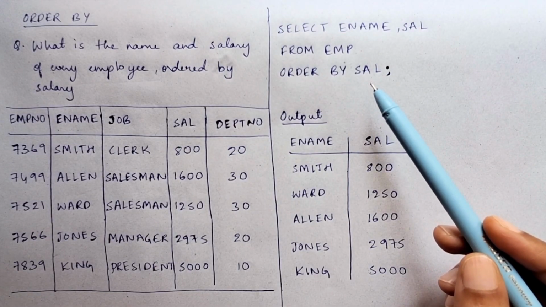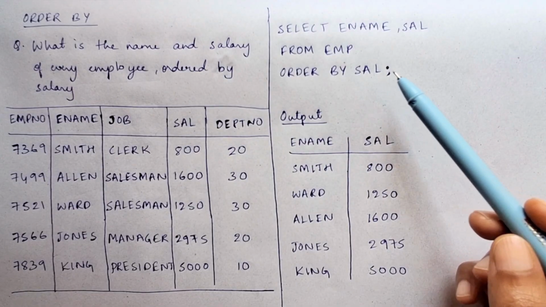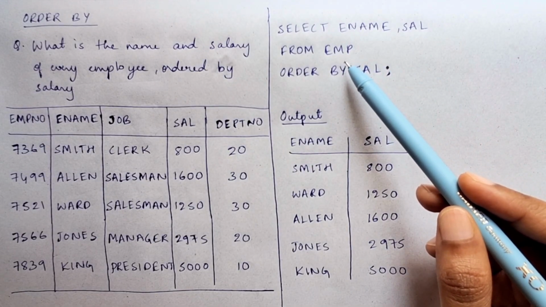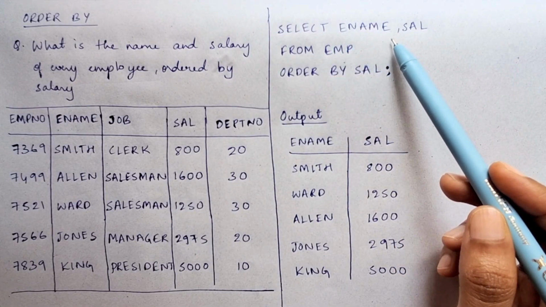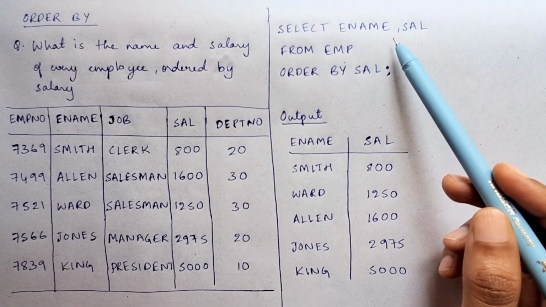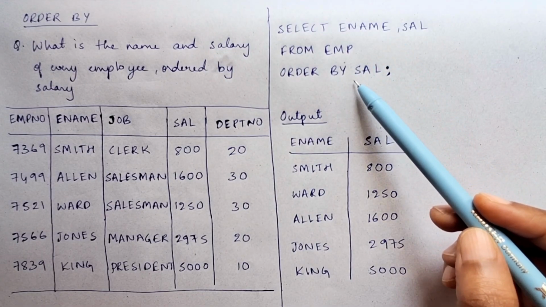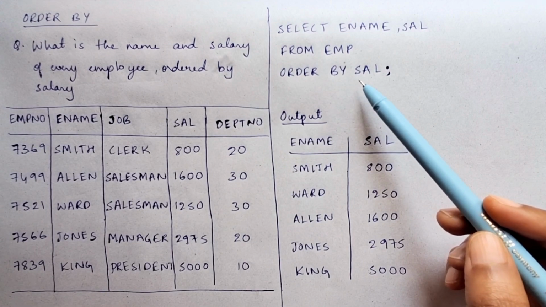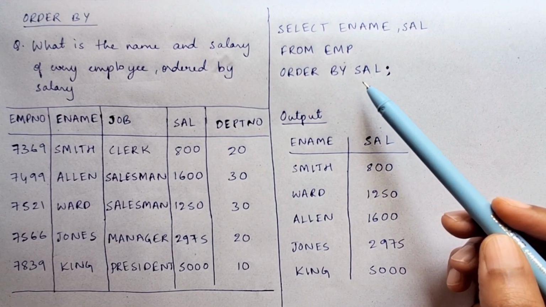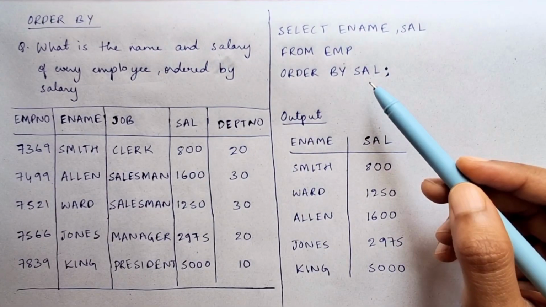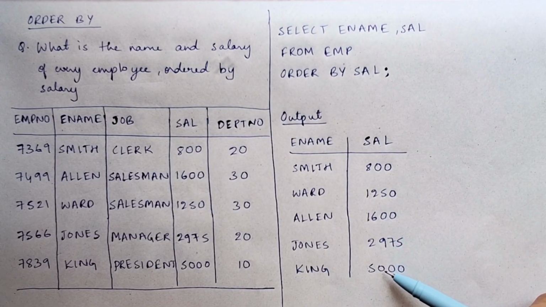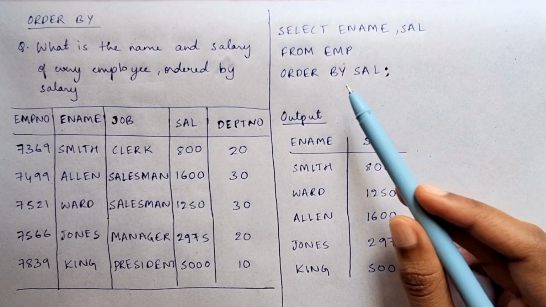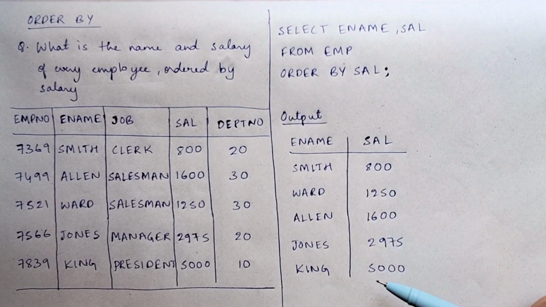And now what happens internally when we write this query? From EMP, SQL chooses the EMP table from the database. Select ename, sal picks ename and salary from the table. Order by sal sorts by salary in ascending order. Ascending means smallest value to largest value. You know this, right? And guys, you can see the output here. The lowest salary is first and the highest salary is at the last. And remember, ascending order is default. Even if we don't write ASC, it sorts in ascending order.